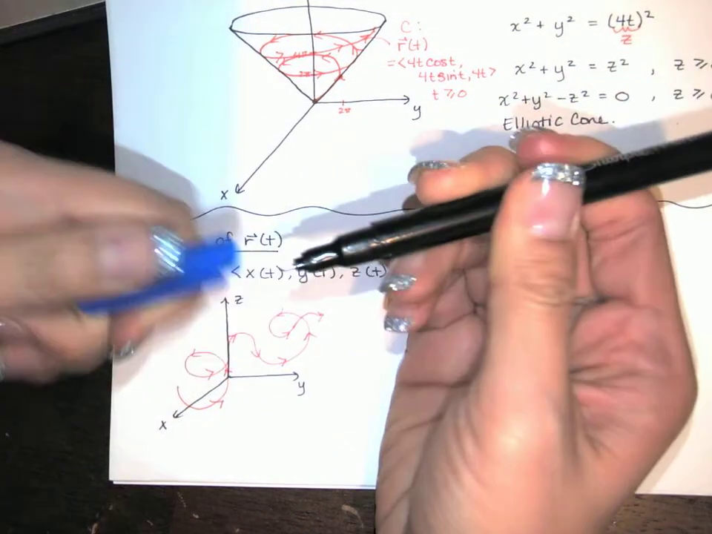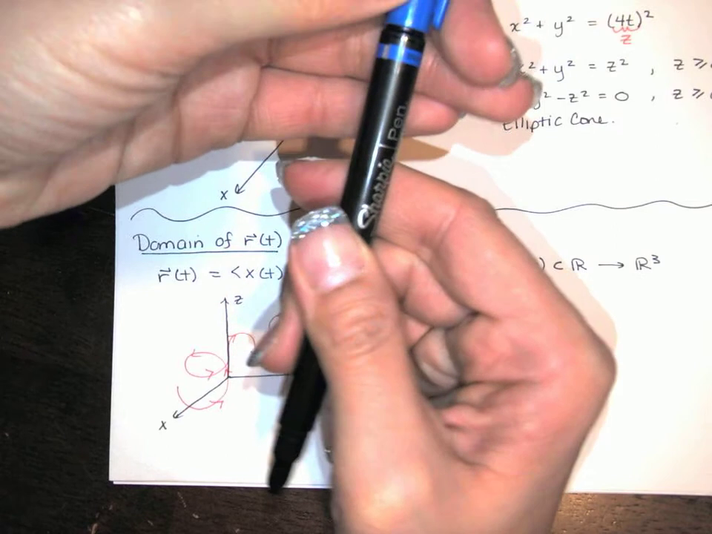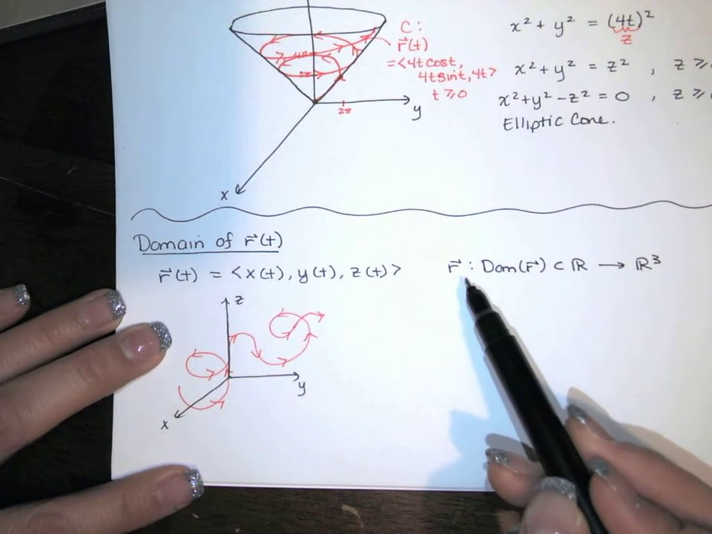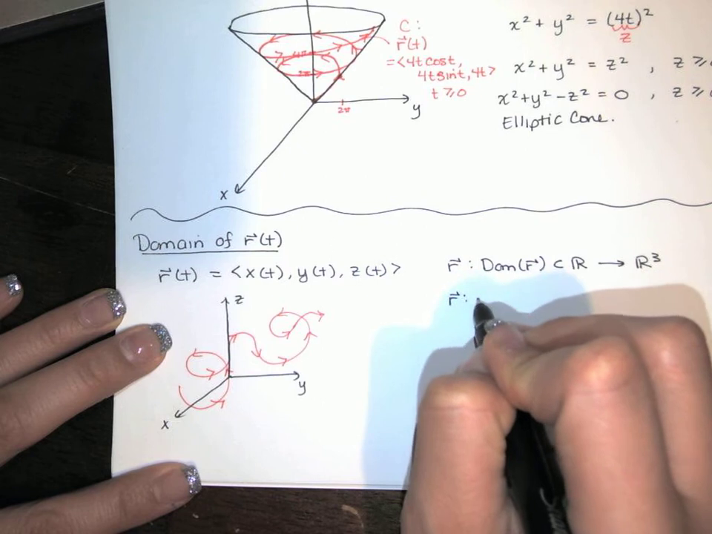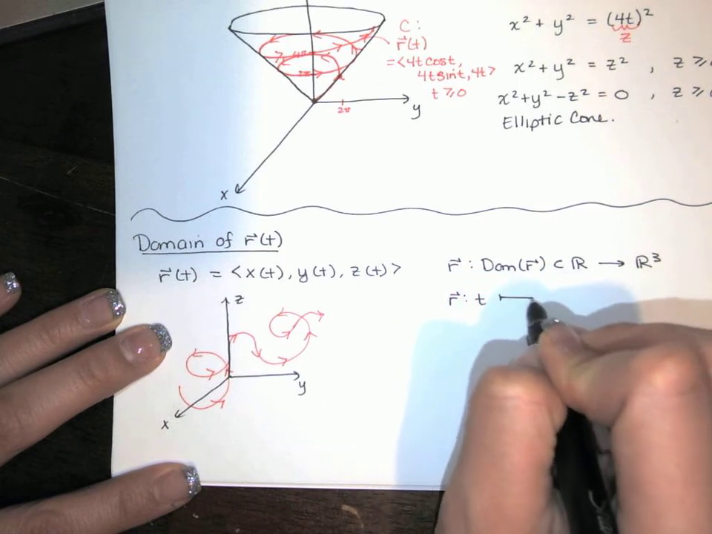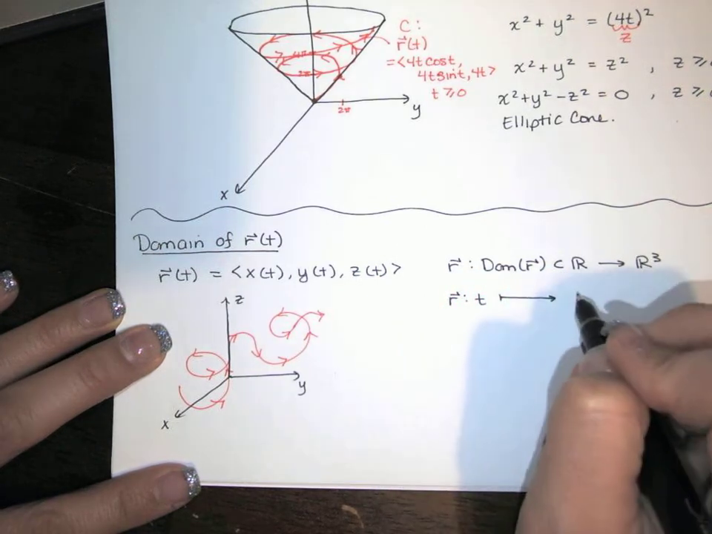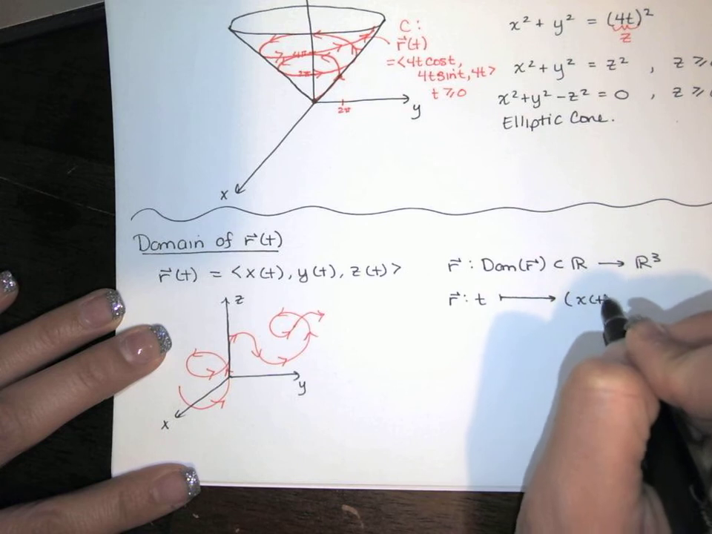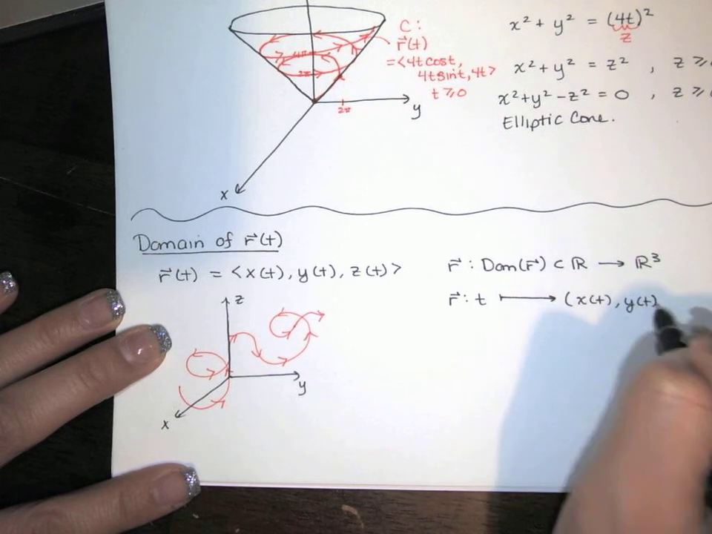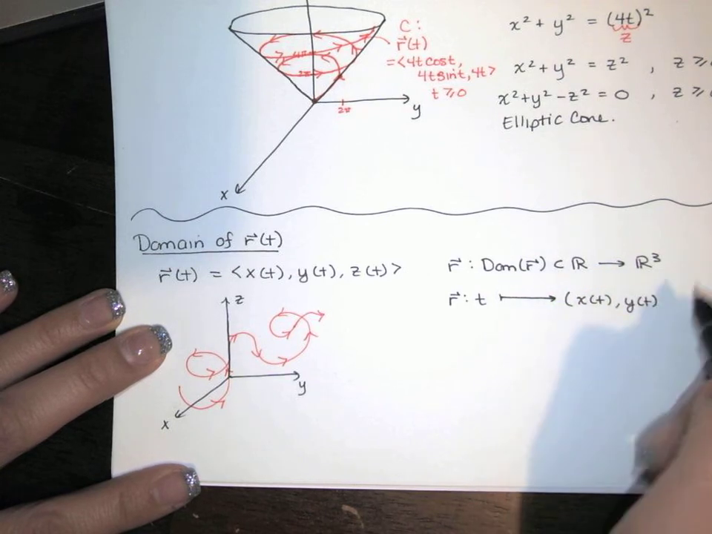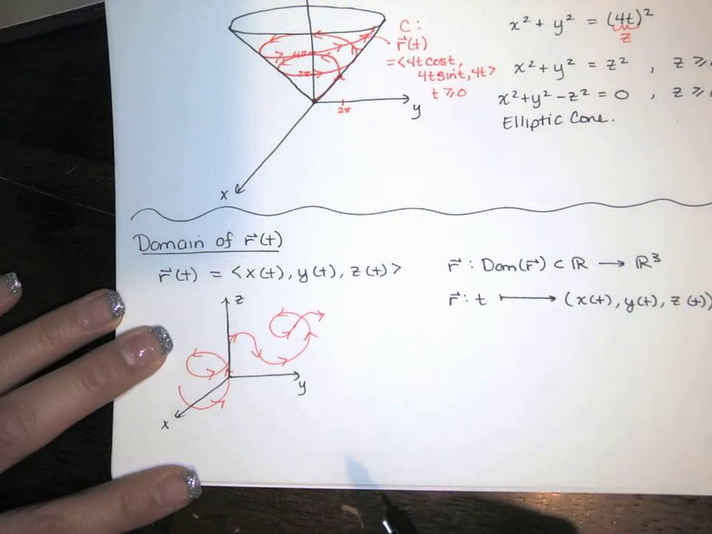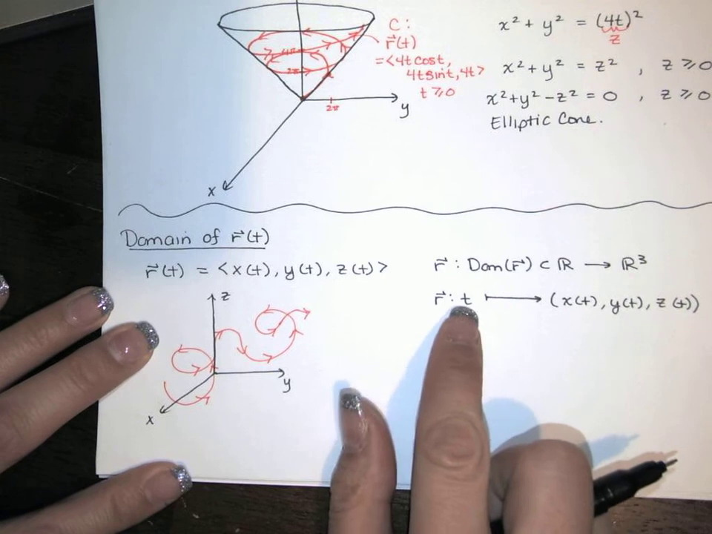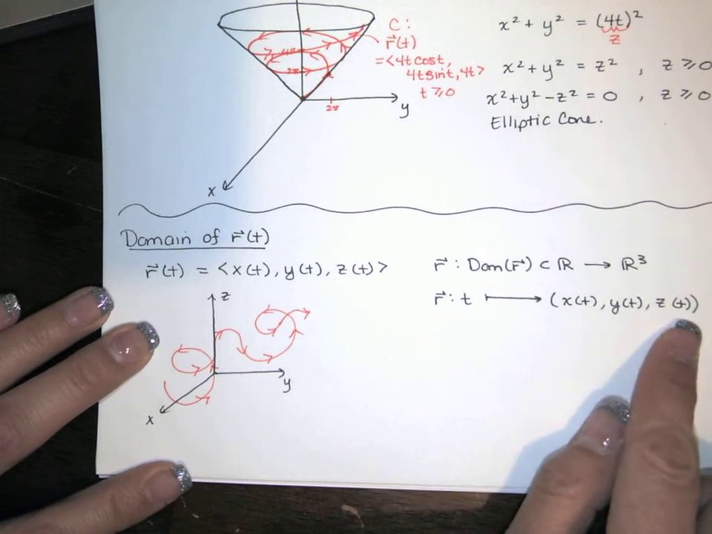And again, remember how this works. R of t is taking a number. It's taking t, which is in the domain of this, just some real number, and it's sending it to an ordered triple if we're looking at three-dimensional space, an ordered pair if we're looking at two-dimensional space, an ordered n-tuple if we're looking at n-dimensional space, and it's taking this real number and it's mapping it to a single point.